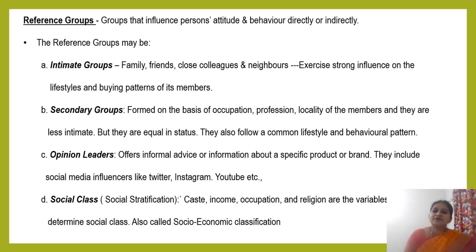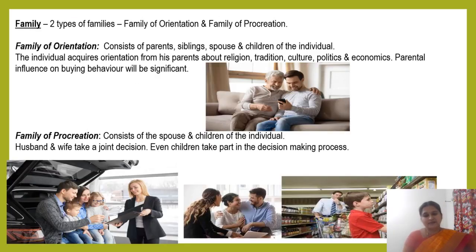The next social factor is family. That is, the second social factor is family. There are two types of families. One is family of orientation. Another one is family of procreation. So take the first type, family of orientation. This is nothing but a joint family, and this family consists of parents, siblings, spouse, and children of the individual.